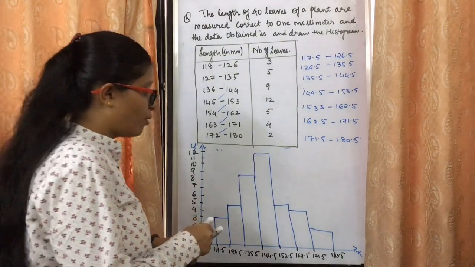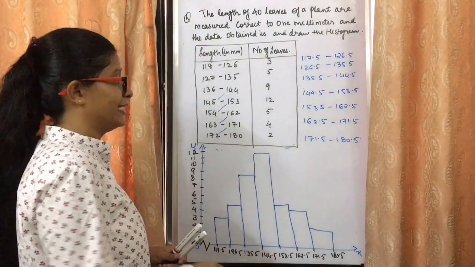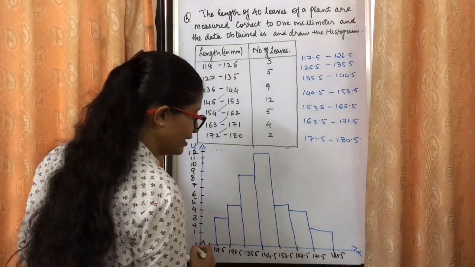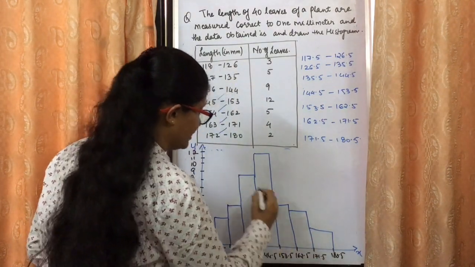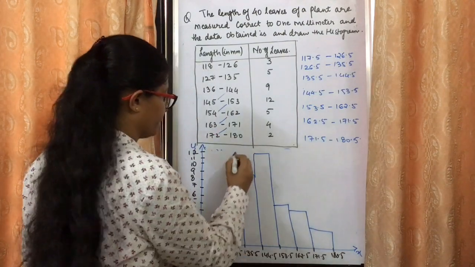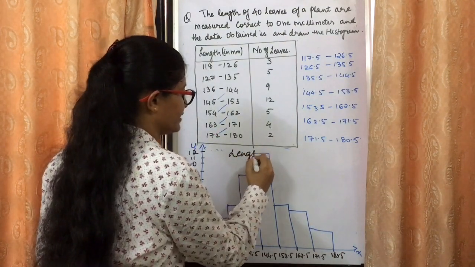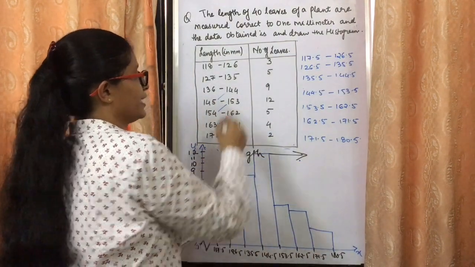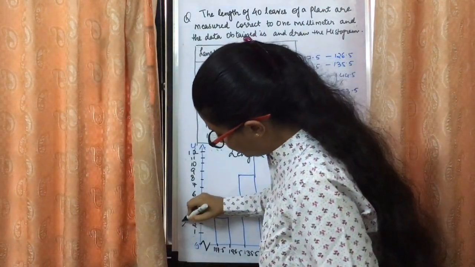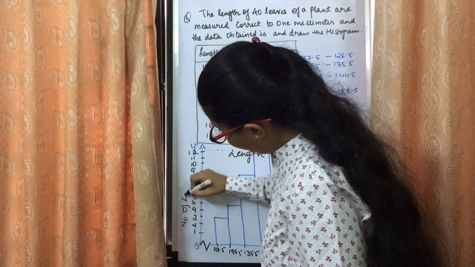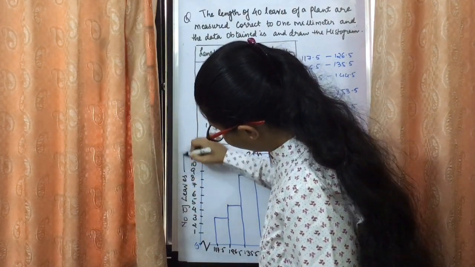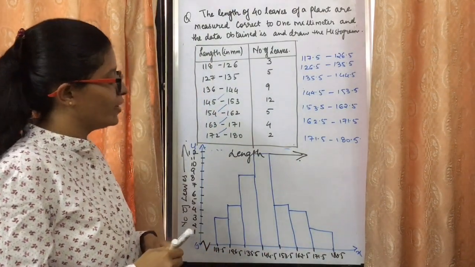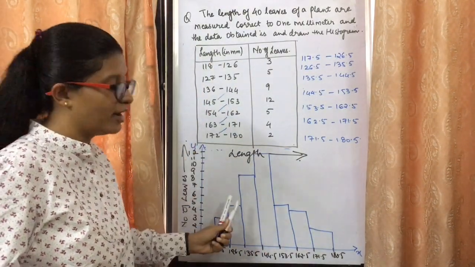Now it is important to write on the axis what we are taking. So on x-axis we are taking length. So this is nothing but the length. So I am writing it here. मैं x axis पे क्या ले रही हूँ? Length ले रही हूँ. And y axis पे I am taking number of leaves. So this is the number of leaves which I have. Fine. So this is the way how we can represent the given data in the histogram.